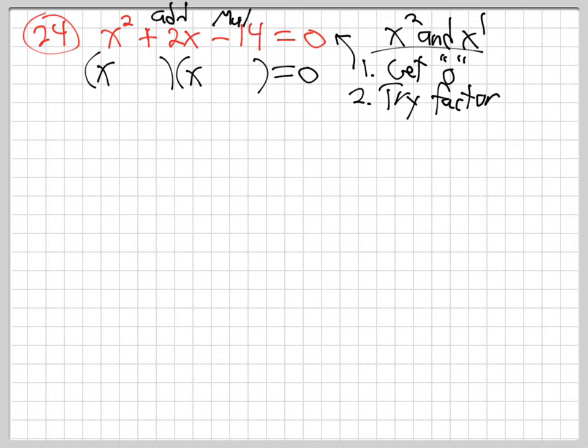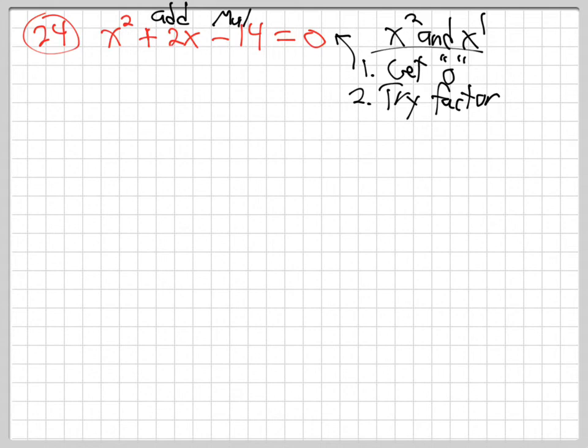What times what's 14? 7 and 2, 2 times 7, or 1 times 14. There's no other options, huh? It's got to either be 2 times 7 or 1 times 14. Which of those add to be 2? Yeah, neither of them. It doesn't factor. So we give up on the factoring. What do you do when it doesn't factor?